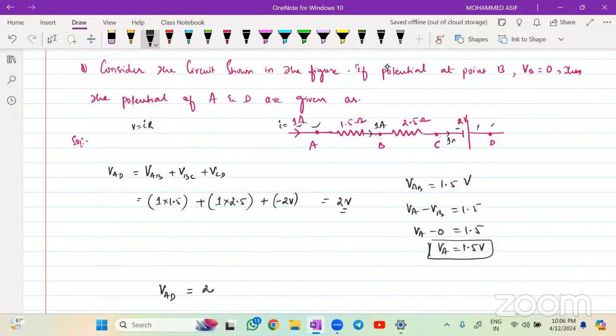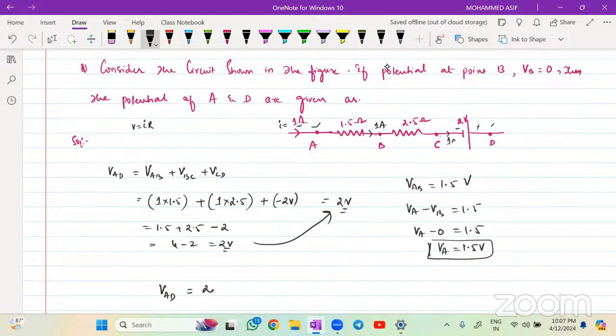What is B2C, beta? B2C is right now 1 into 2.5. Current is 1 ampere, resistance is 2.5. The terminal where I'm ending is negative, because I took the current in the same direction as positive. Wherever I'm ending, that will be your negative. So it is minus 2 volt. This value will be 1.5 plus 2.5, which is 4, minus 2, that will be equal to 2 volt.